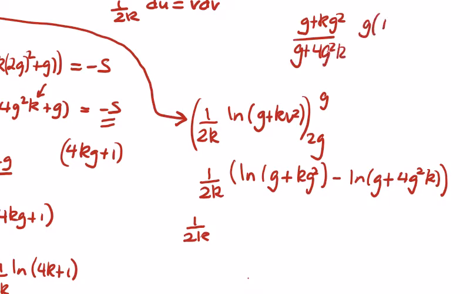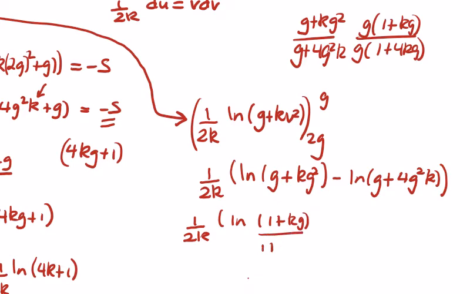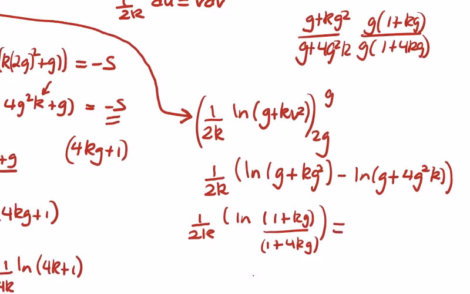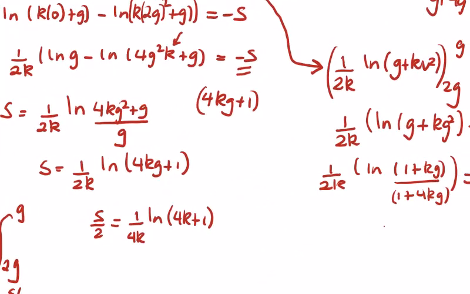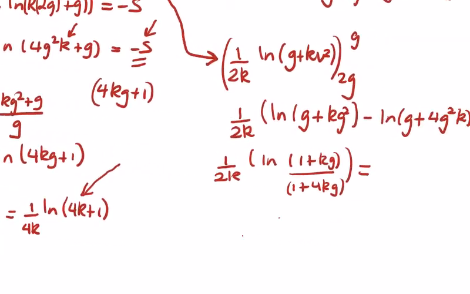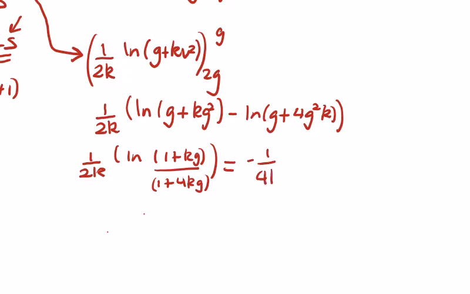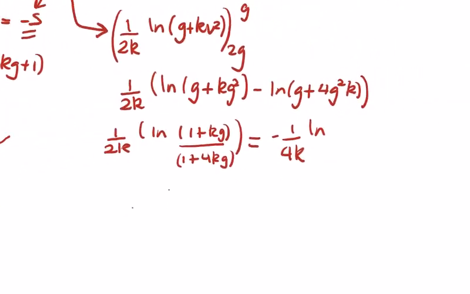So we take a g out, we're going to get 1 plus kg on top, and g out of the bottom will be 1 plus 4kg, as you've seen. So we're going to have the natural log of the first one minus the second one, 1 plus kg over 1 plus 4kg, and that will be equal to the distance, which we said was, we're going to put this guy in for s, and it's going to be a minus s here, so we'll change the log that we've already worked with around. So 1 over 4k, so it'll be minus 1 over 4k by the natural log of 4k plus 1.